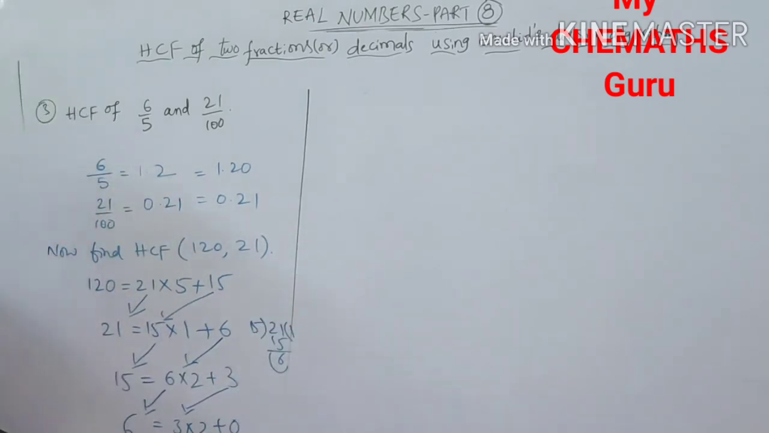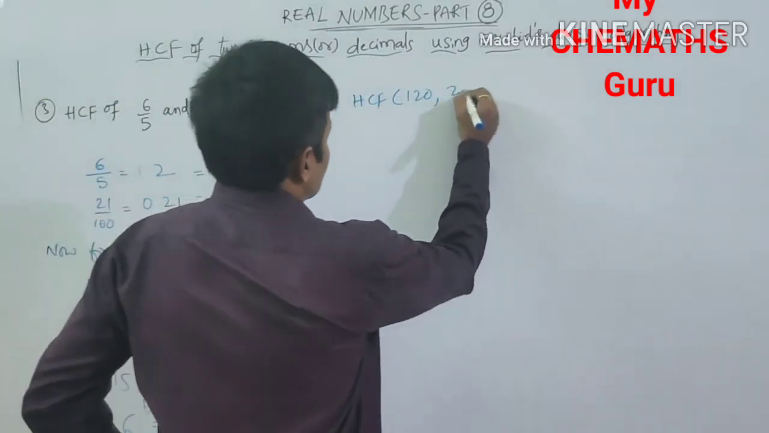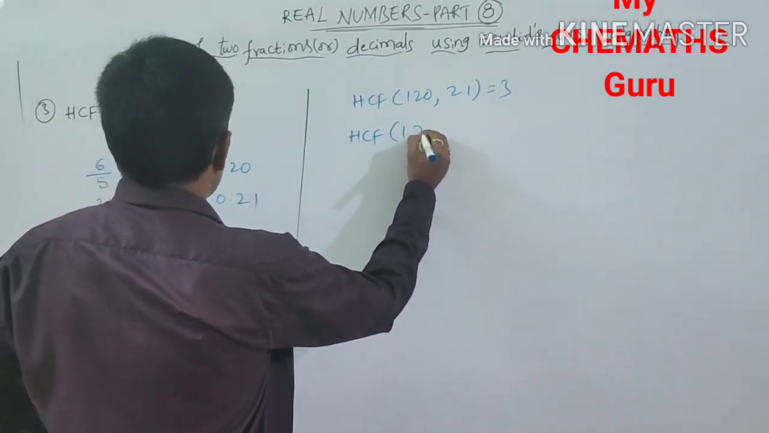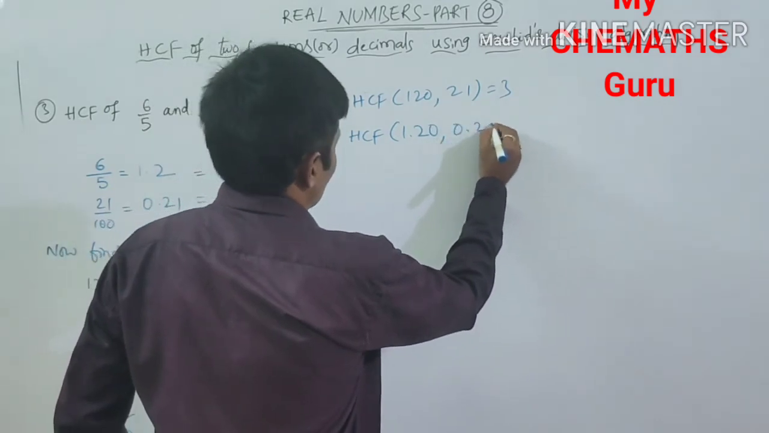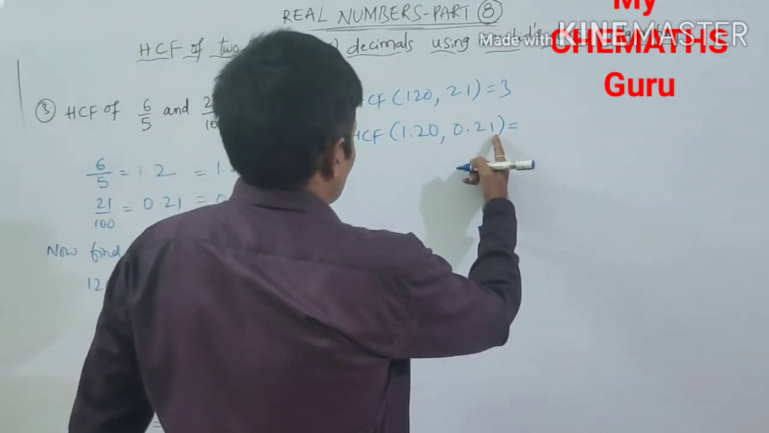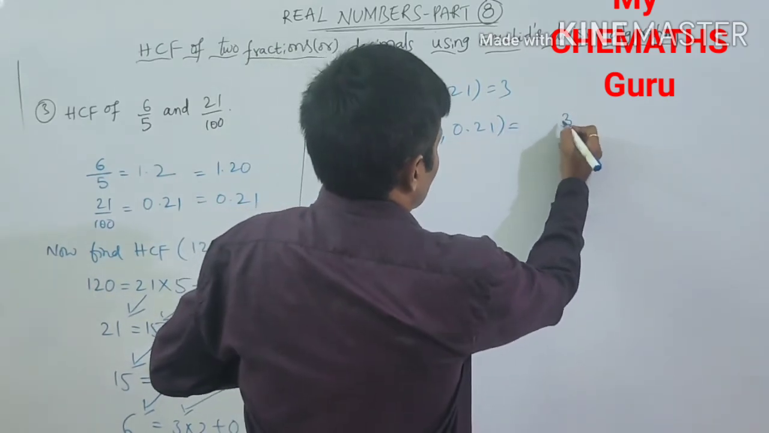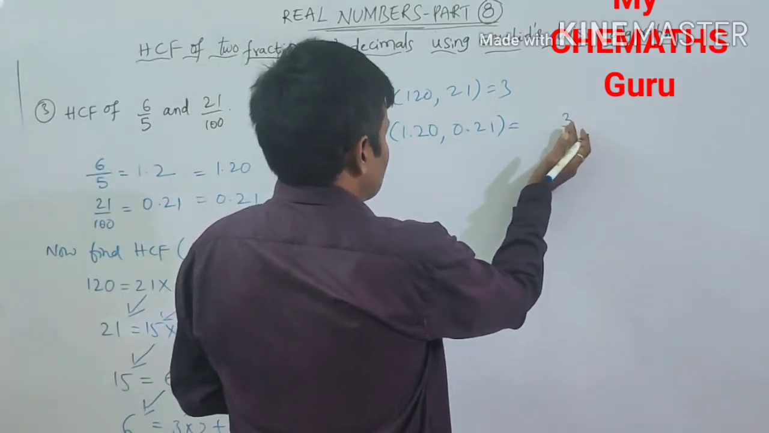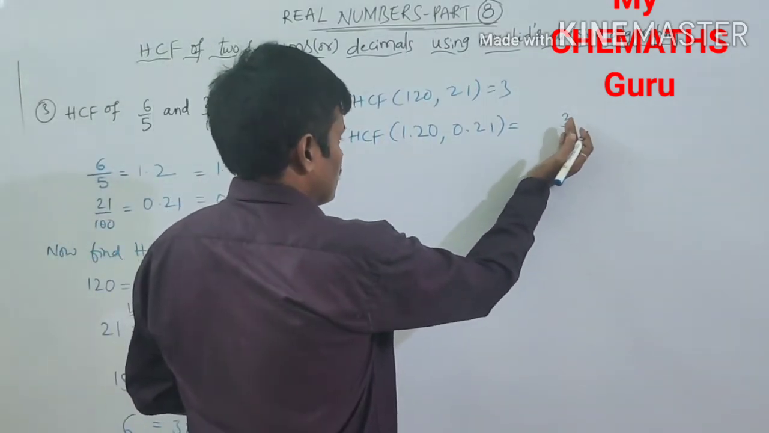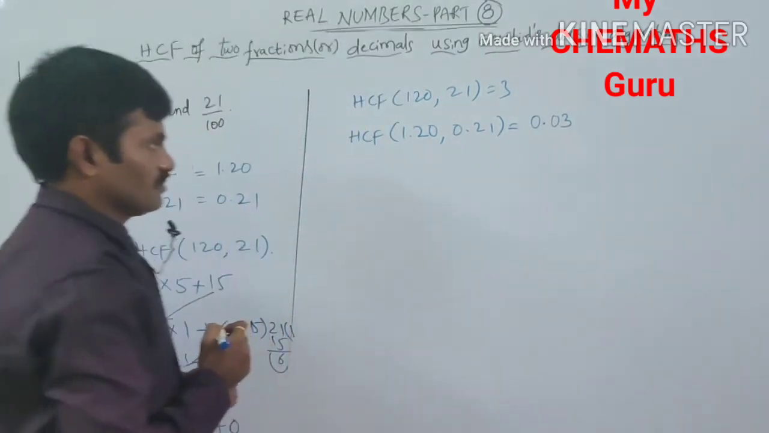But what is our required HCF? The HCF of 120, 21 is 3. But what is required is the HCF of 1.20, 0.21. After the decimal point, how many digits are here? 2. Here also 2. So after the decimal point, we should get 2. You have to shift the decimal point 2 digits to the left side. So this becomes 0.03. What is the answer? 0.03.